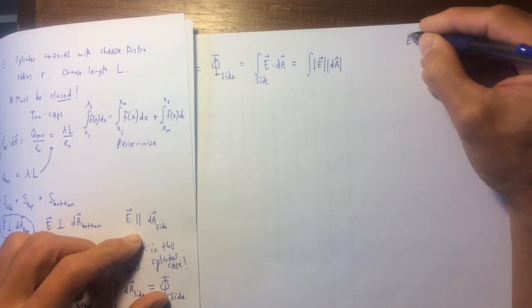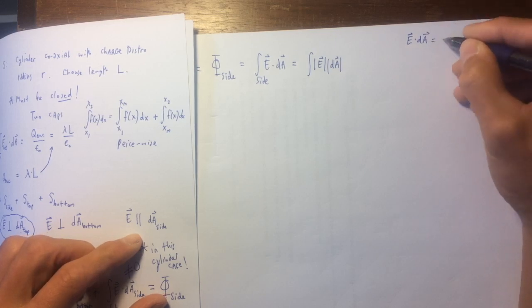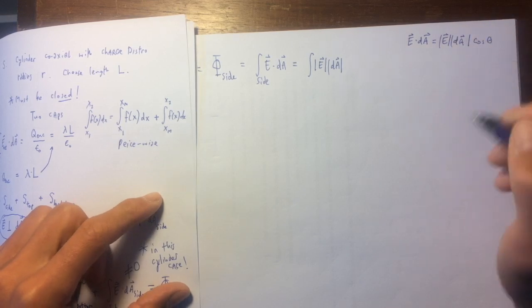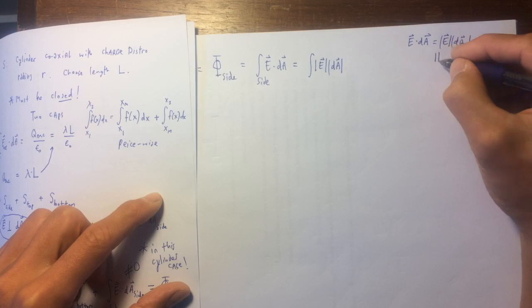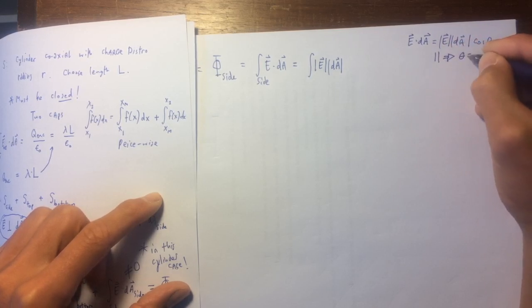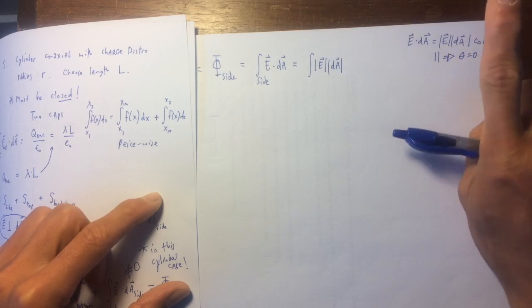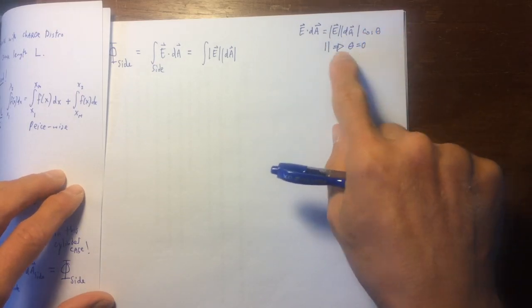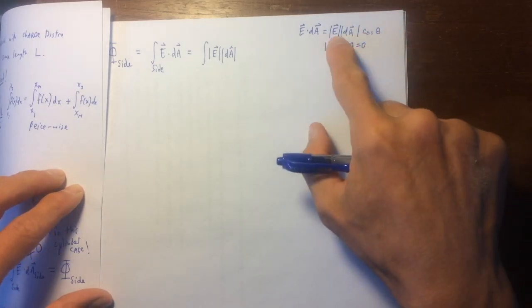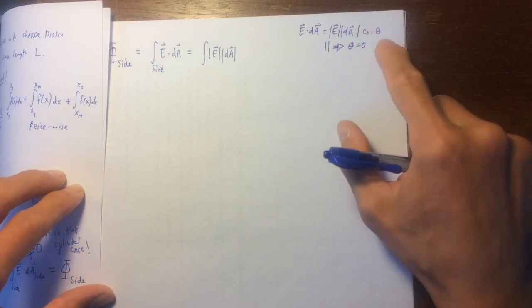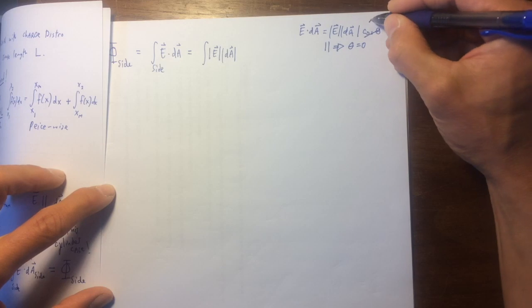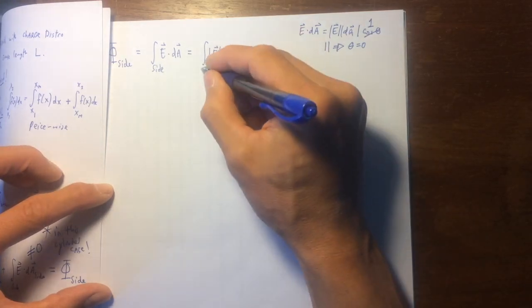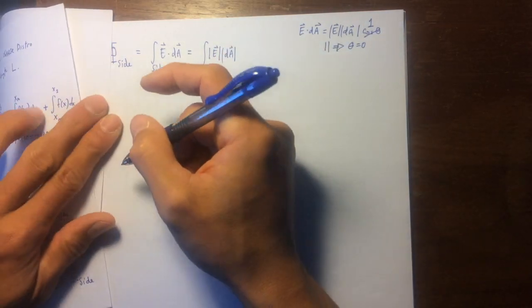Right? So E dot dA in general equals E magnitude, dA magnitude, cosine of the angle between them. But parallel implies that the angle between them is 0, and the cosine of 0 is 1. So in the parallel case, the angle is 0, and this is the meaning of the dot product, or one way to think about the dot product. So the cosine of 0 is 1 in the case of parallel, right? And so that's why I can do this, and again, I am only left over with the flux over the side.